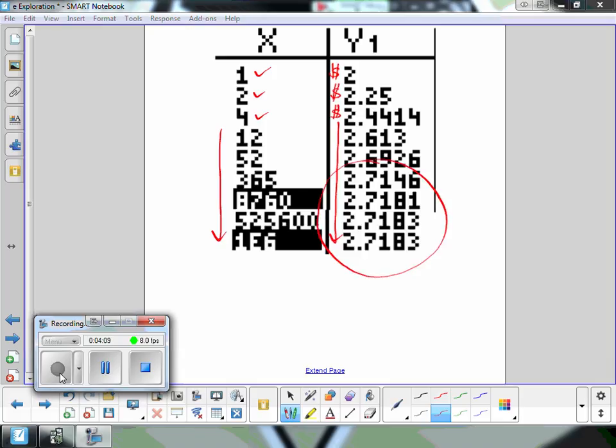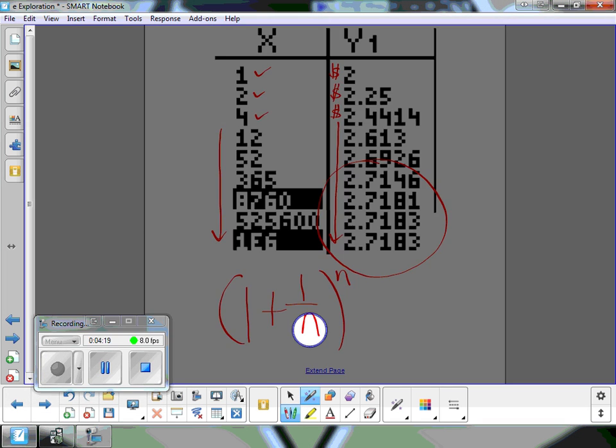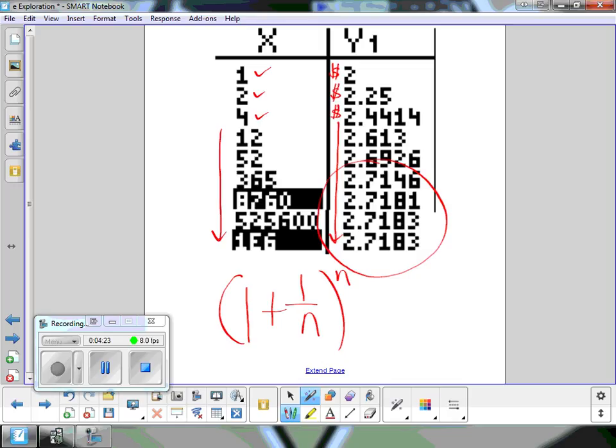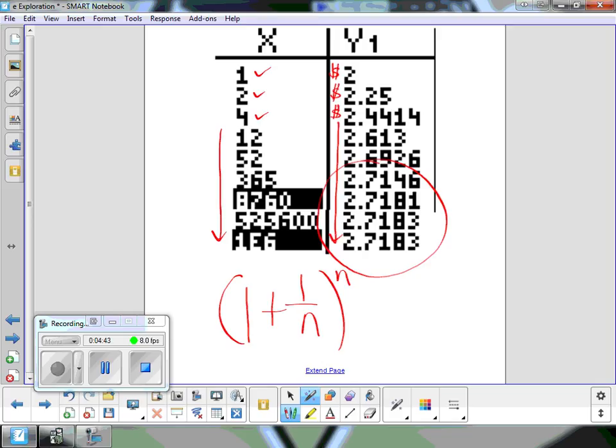You can see that in the formula 1 plus 1 over n to the nth power, as this n gets larger and larger, as this n and this n, remember they're going to be the same number, as they increase, the amount of money goes up, but it tends to slow down, and it reaches a limit. And that limit is what we know as e, 2.718. So that's how we find the value of e in math.